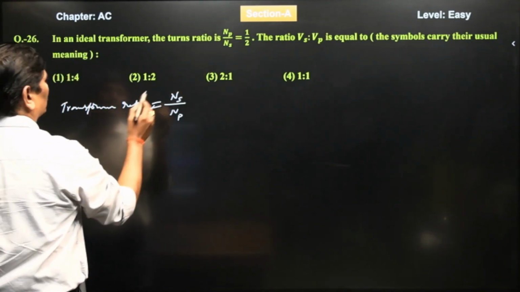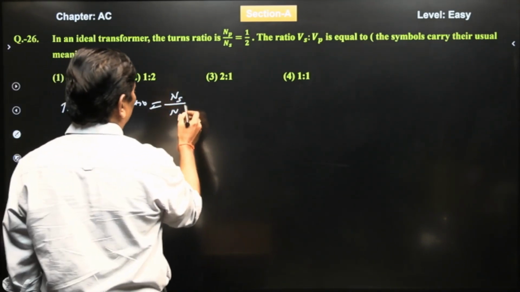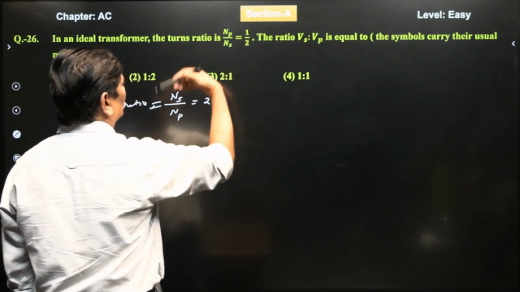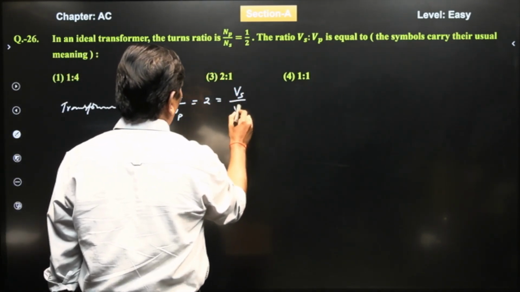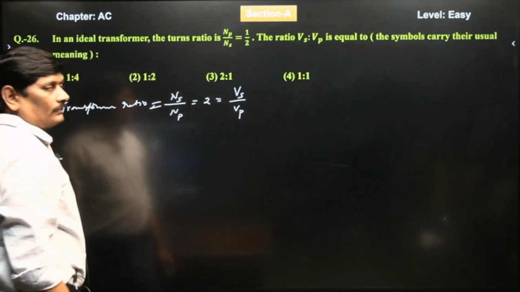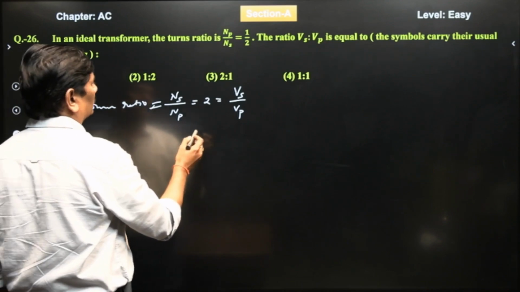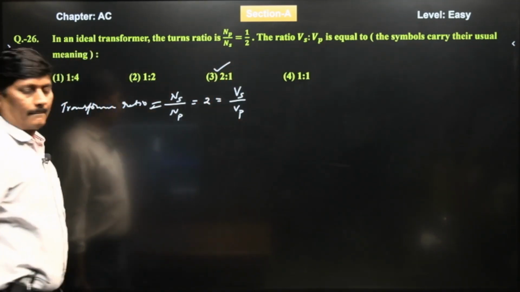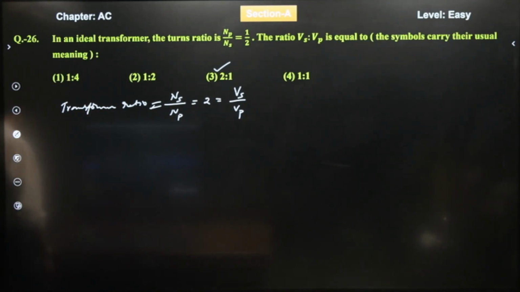Here you are given NP by NS. It is NS by NP, that is 2. That is equal to 1 by 2 means inverse ratio 2. And this is Vs by Vp. Okay. So, Vs by Vp will be 2:1. Direct question.